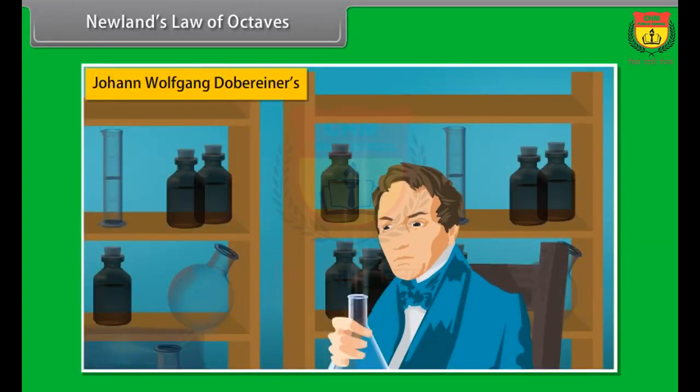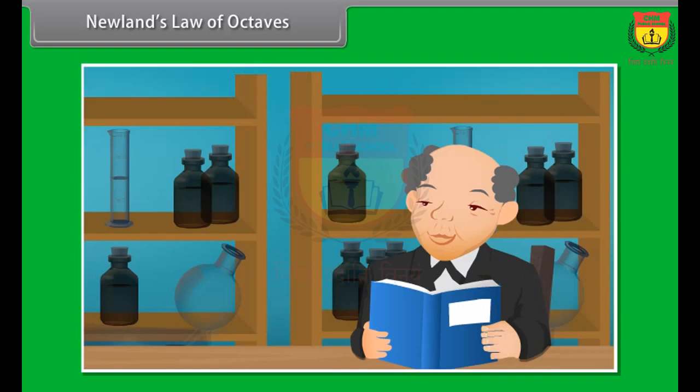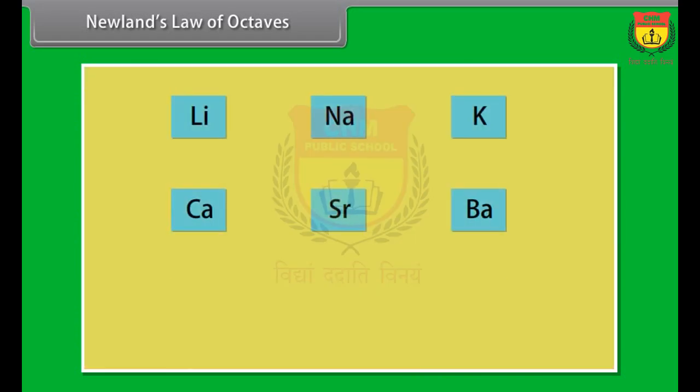Newlands' Law of Octaves. Dobereiner's research simultaneously encouraged other scientists to start classifying elements. The triads were not useful as they could classify only 3 elements at a time.